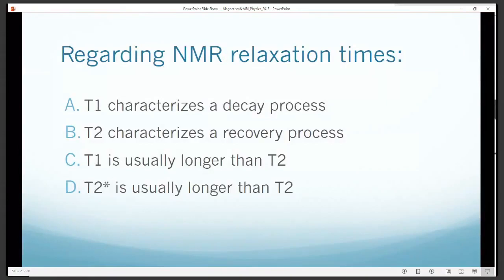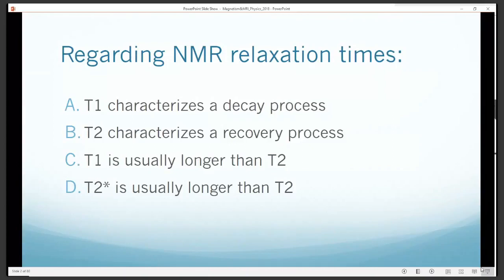So here's my second question. Let's see if you can figure this out. Regarding NMR relaxation times, which is true? T1 characterizes a decay process, T2 characterizes a recovery process. T1 is usually longer than T2, or T2 star is usually longer than T2. And you guys are good.